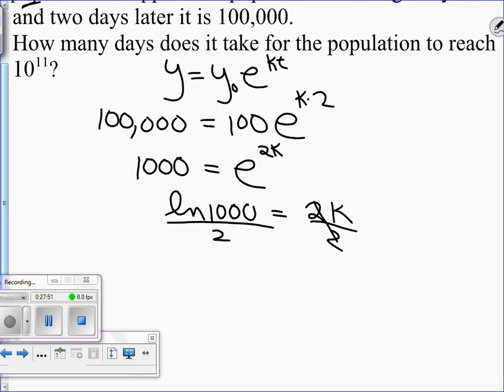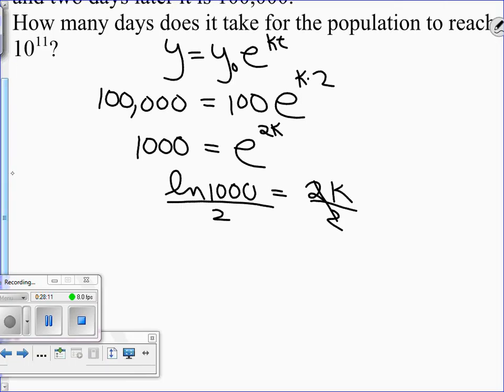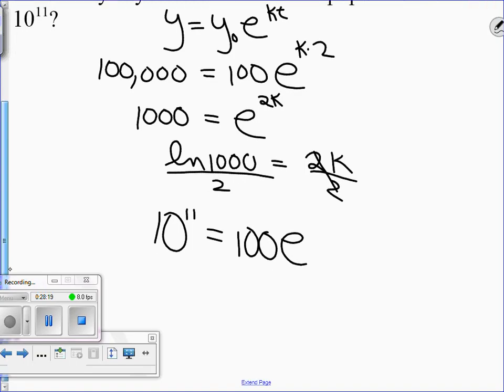How many days does it take for the population to reach 10 to the 11th? How many days does it take? What are we looking for? Time. So we're trying to find the time it takes for y, the population, to equal 10 to the 11th. That's a lot of bacteria. I hope it takes a real long time. So 10 to the 11th, y0 is still 100, e to the kt, now we know what k is, and we can solve for t.